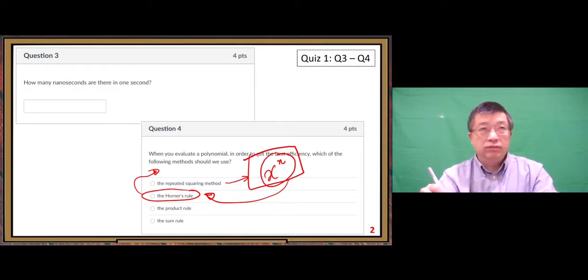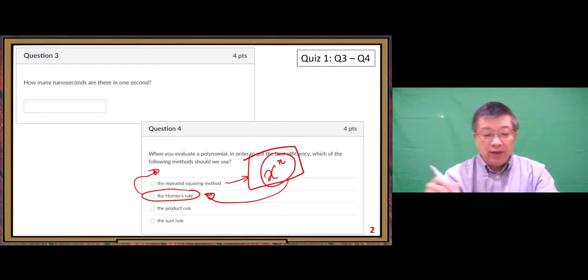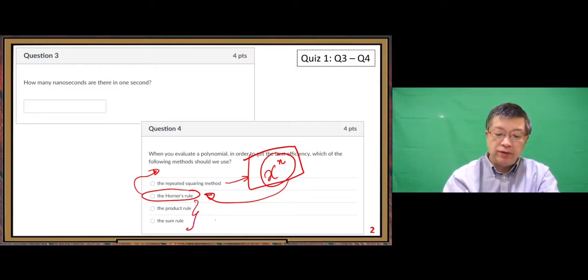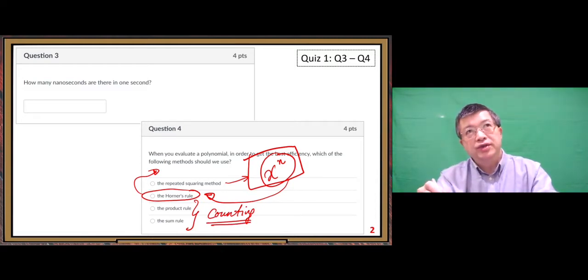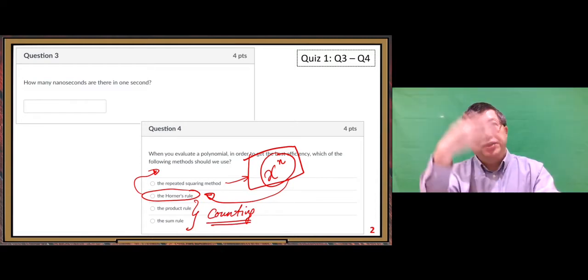Product rule, sum rule, not related, right? Product rule and sum rule are for counting, basic counting. In your discrete math, you learn these two rules when you do basic counting.